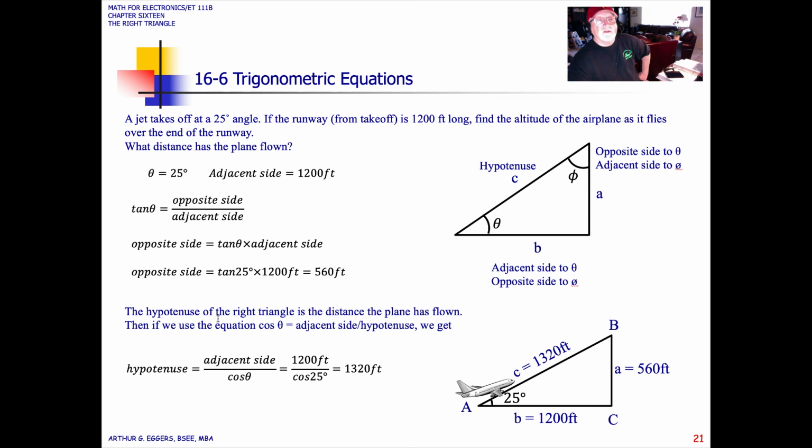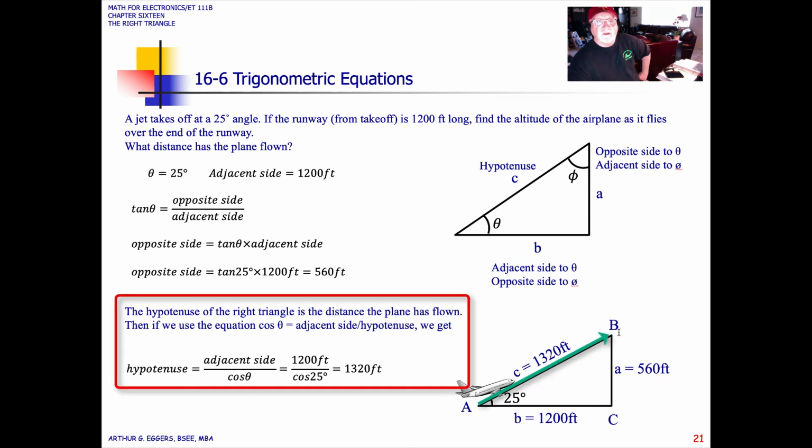The hypotenuse of the right triangle is the distance then that the airplane flew. Then if we use the equation cosine theta is equal to the adjacent over the hypotenuse, we can solve for the length of the hypotenuse. So the hypotenuse is equal to adjacent over cosine theta, 1,200 feet divided by cosine 25 degrees, and we get a length of the hypotenuse of 1,320 feet.